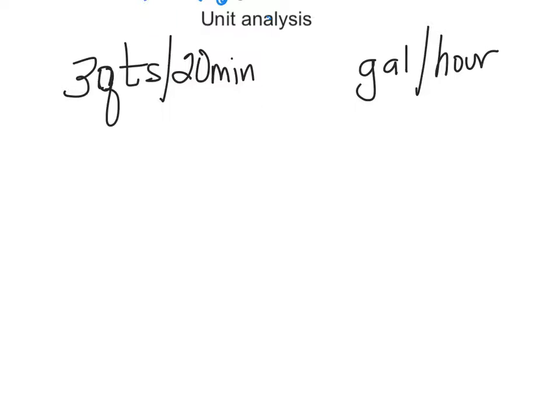Okay. We want to know how many gallons, we'll say per hour. Again, the initial information that they give us, we're going to put in a fraction. So it's 3 quarts on the top of the fraction every 20 minutes.